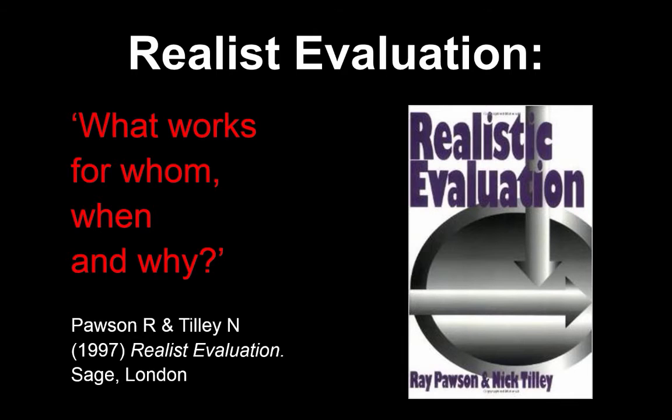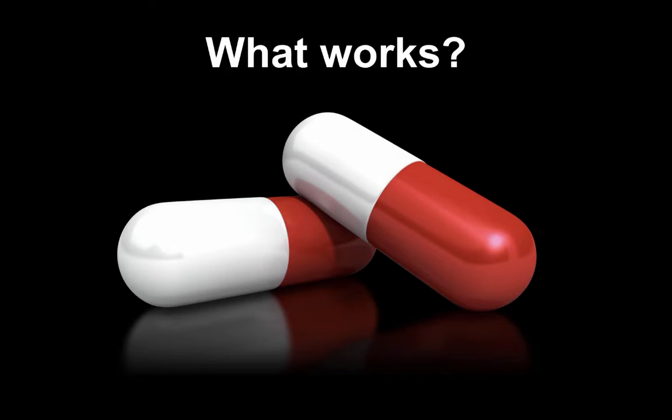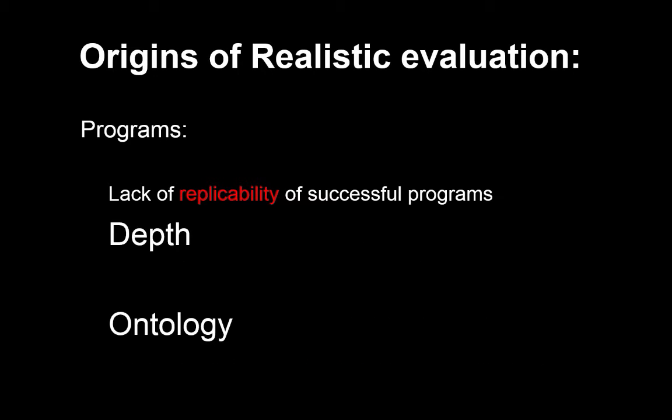And this is what critical realist research looks like. The most notable manifestation more recently of this work has been in realist evaluation. And realist evaluation posits addressing a key question: what works for whom, when, and why? And you've probably heard of realist evaluation from the work of Ray Pawson and Nick Tilley in their book Realistic Evaluation, published by Sage in 1997.